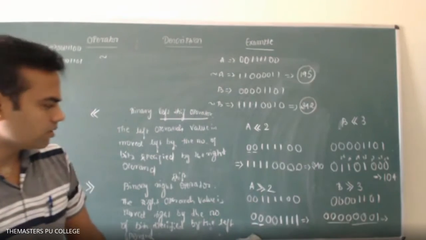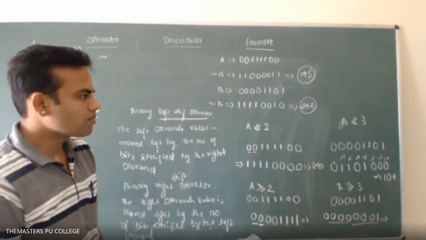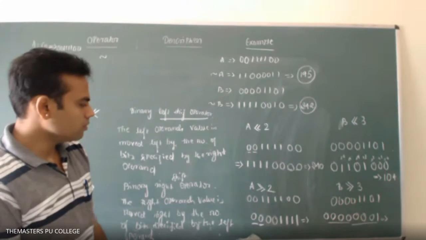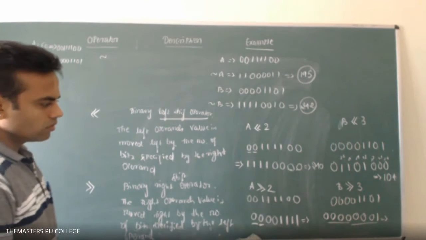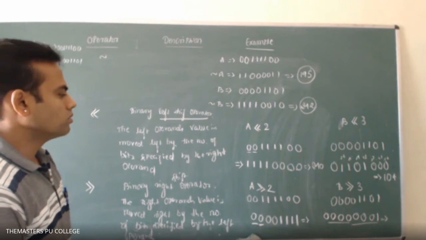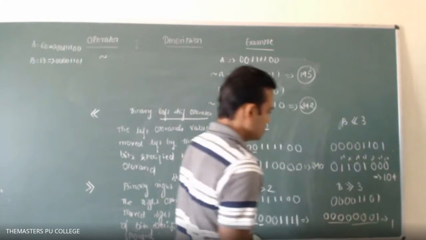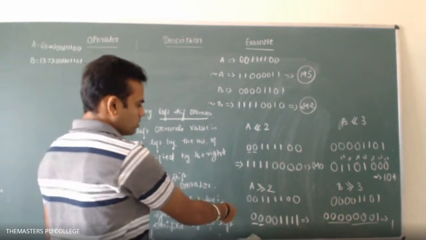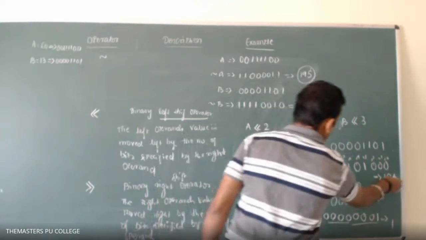Okay, so what about this? See, A right shift 2. Two places it will be moved towards the right side. This can be written simply. 2 power 0 is 1. B shifted right by 3 gives 1. What about A shifted right by 2? It is 15. Check it out. That's it.